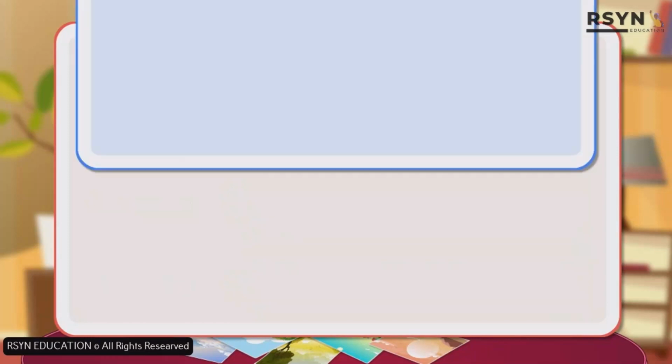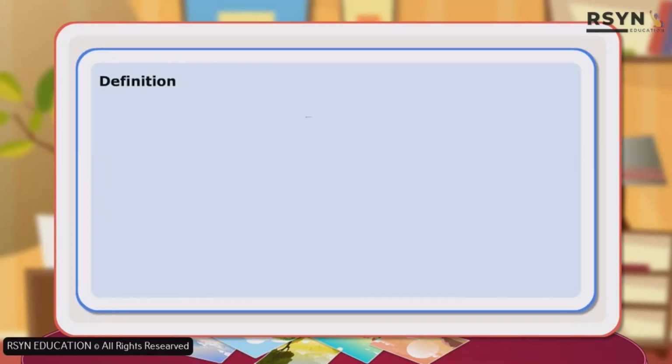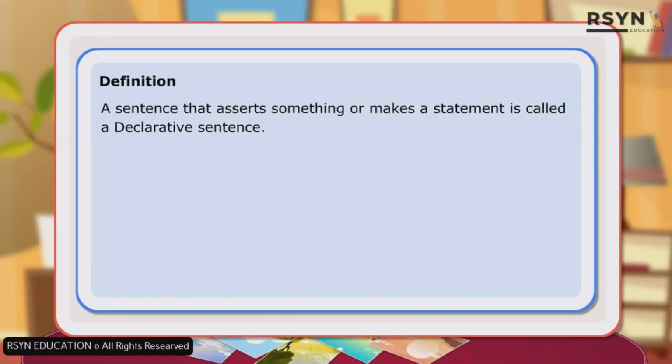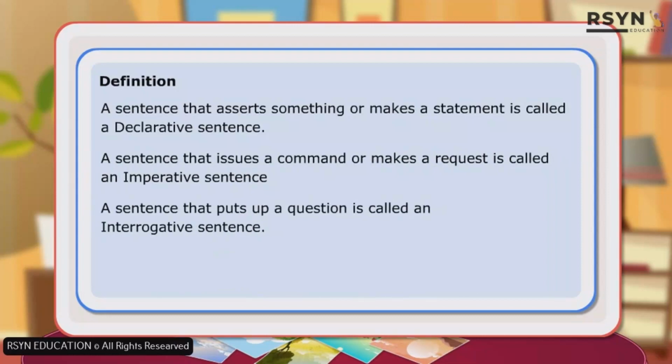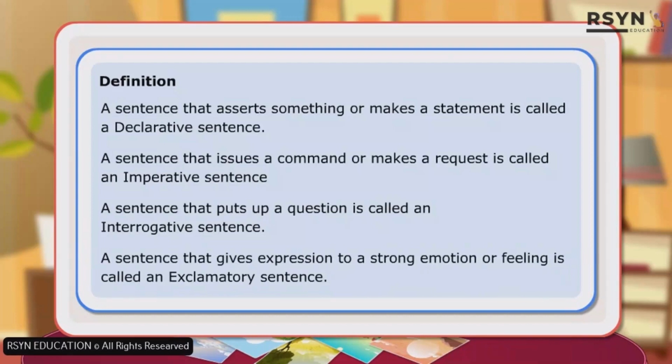Definition: a sentence that asserts something or makes a statement is called a declarative sentence. A sentence that issues a command or makes a request is called an imperative sentence. A sentence that puts up a question is called an interrogative sentence. A sentence that gives expression to a strong emotion or feeling is called an exclamatory sentence.